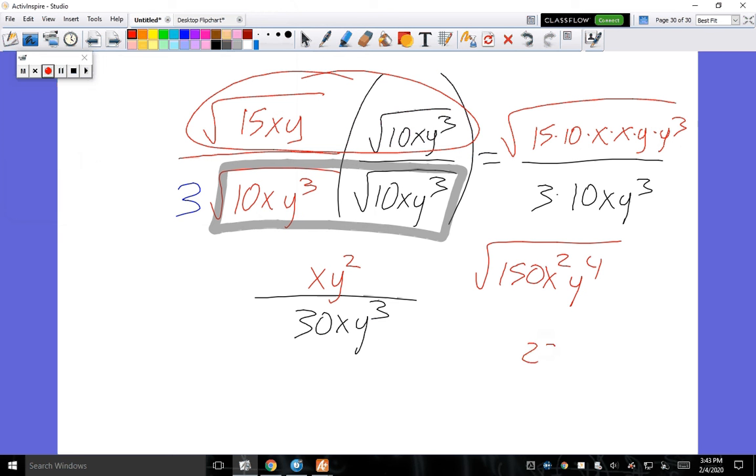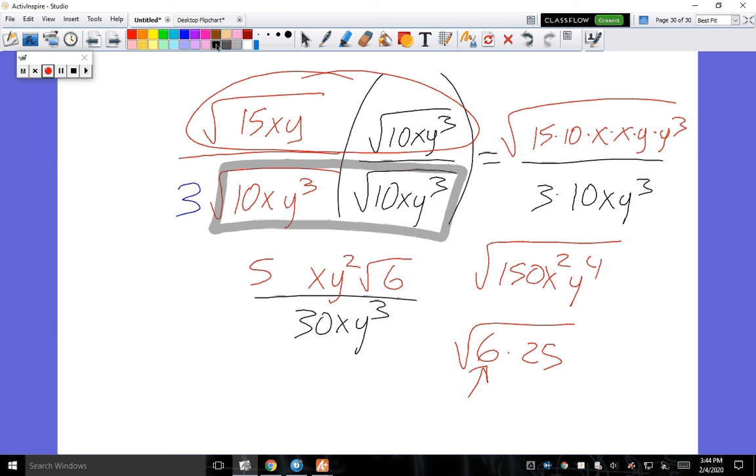So 150, isn't it the same as 25 times what? 6. Times 6. 6 quarters in your pocket is $1.50. Okay? So this 5 will come out because 25 square rooted is 5. Right? But the 6 stays in. 6 times 25. Oh, okay, so it'd just be 5x y squared, 1 squared.